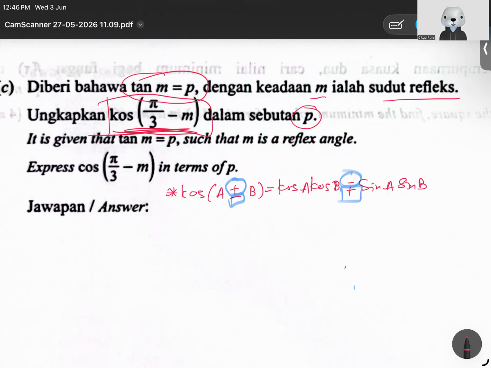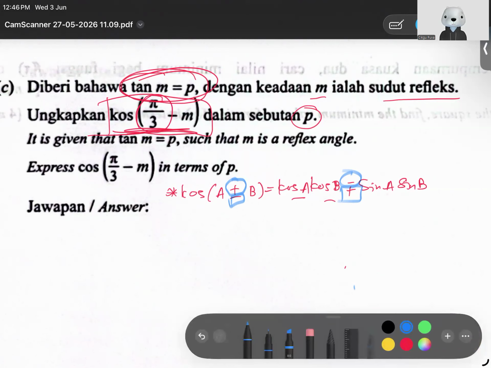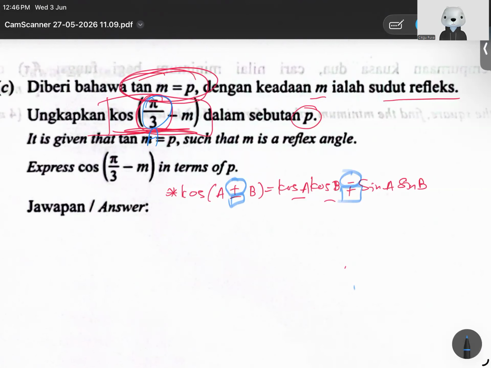Then I need the cos A. The one we have is tangent M only. Cos A, cos B, like that. So this one will be the A, and this one will be the B. For the B, we can take from here. When you have tangent M, you can find out the sin and cos. I'll teach you how.